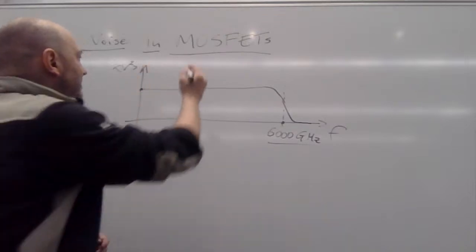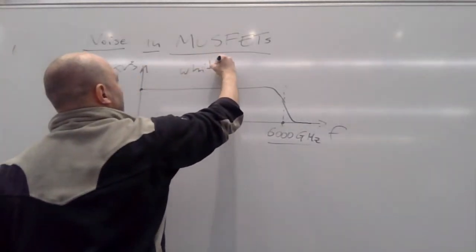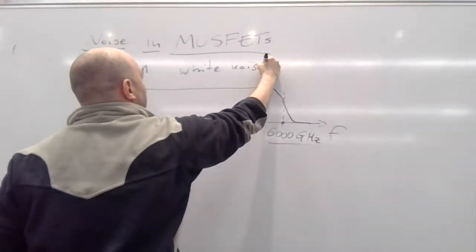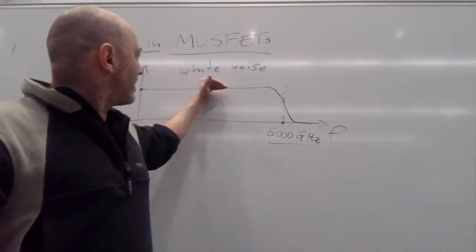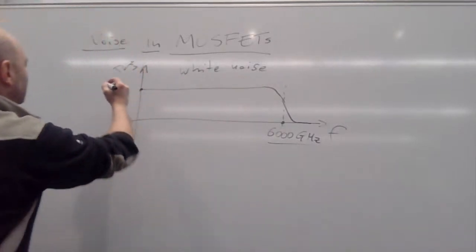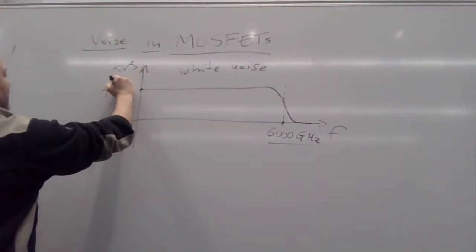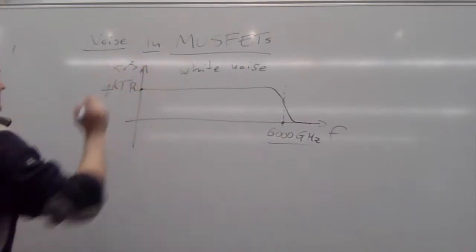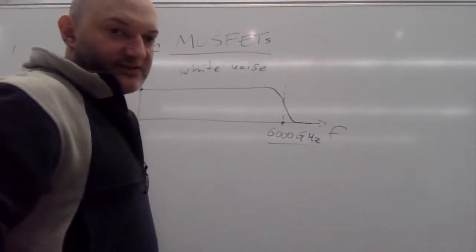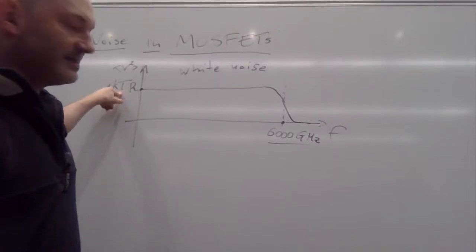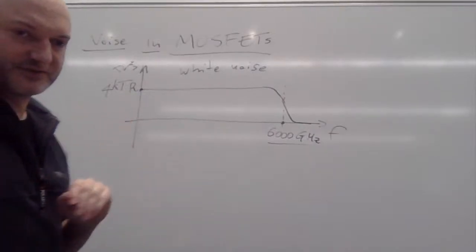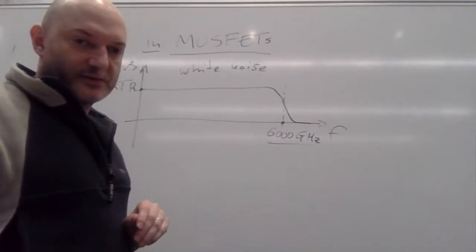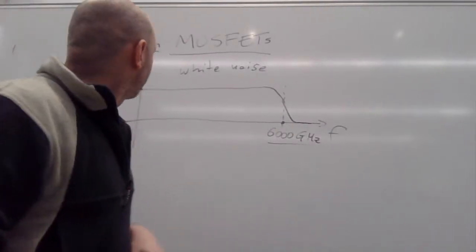So if you remember, white noise, okay. In a resistor, this white noise spectrum is 4kTR, okay, where k is the Boltzmann constant, T is the temperature in Kelvin, and R is the resistance, to have a quick recap from what you've seen in previous year.